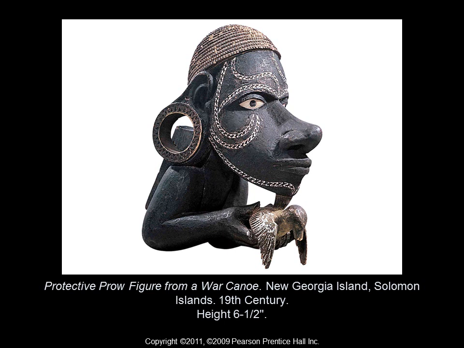This is a protective prow figure from a war canoe from New Georgia Island in the Solomon Islands from around the 19th century. This would have been located at the front of a canoe to offer protection to the occupants inside. If you look at all the art from all of the surrounding islands, which can be spread thousands of miles apart, there is very similar iconography between all of the tribal cultures, particularly the bird and the decorations that you see on the face and in the ears.